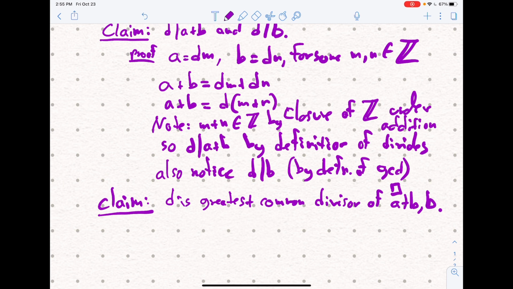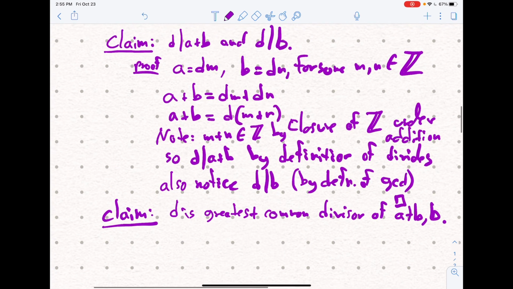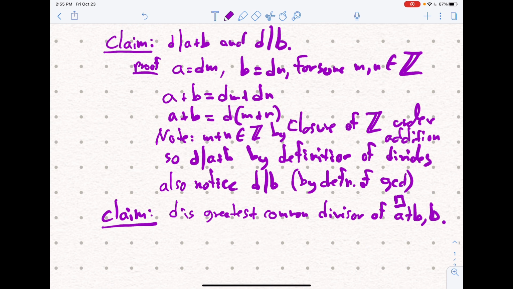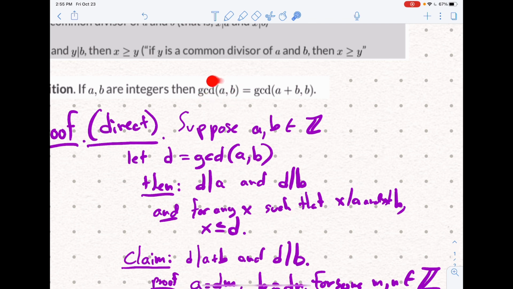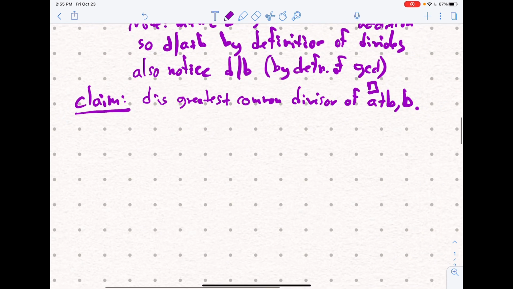So this is somehow the second claim. We've shown that d is a common divisor of a plus b and b, and now we show d is the greatest common divisor. And then we will have shown in our theorem that d, which was the GCD here, is equal to the GCD of this. That's the strategy. Okay. So how do we prove this claim? Proof.